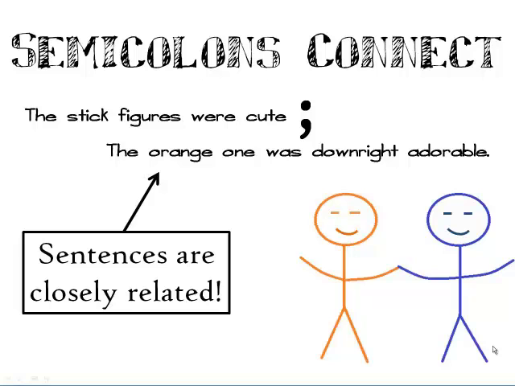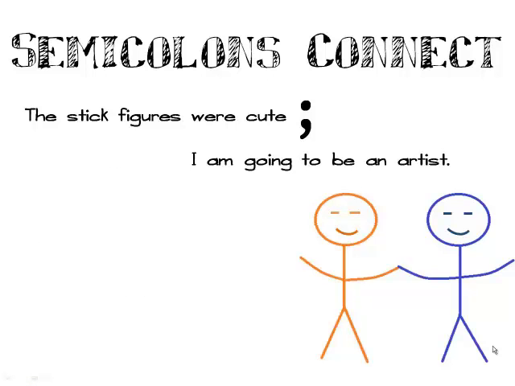Now I'm going to show you an example of where you would not use a semicolon, because oftentimes I think they're overused to connect sentences with no relationship at all. And so looking at this example, we see that the second sentence really has nothing to do with the first thought. In the first sentence, I'm expressing that I think these stick figures are cute. And in the second sentence, I'm talking about my future plans to be an artist. Now these are not as closely related as that first example I showed you. And so using a semicolon here would probably not be the best choice.